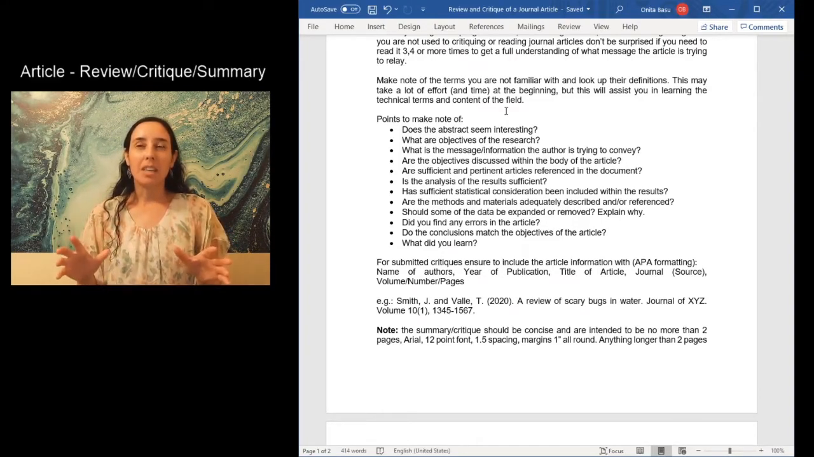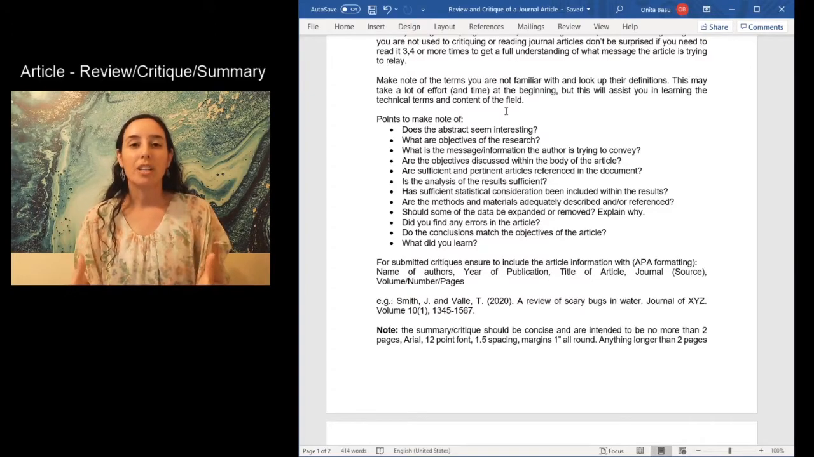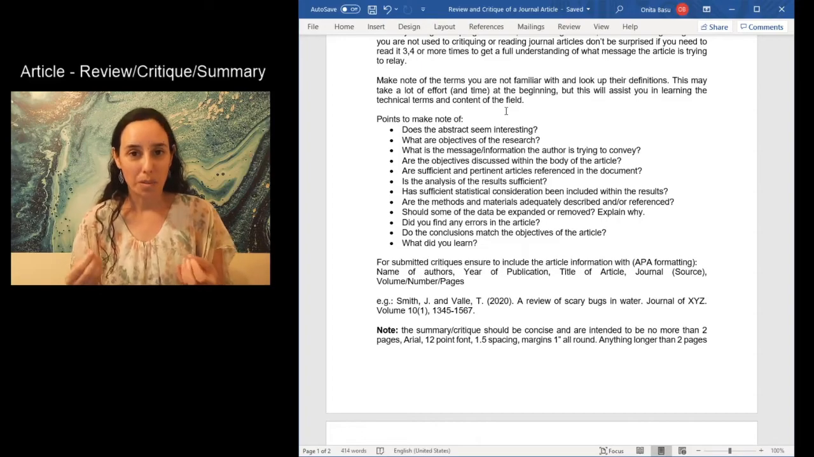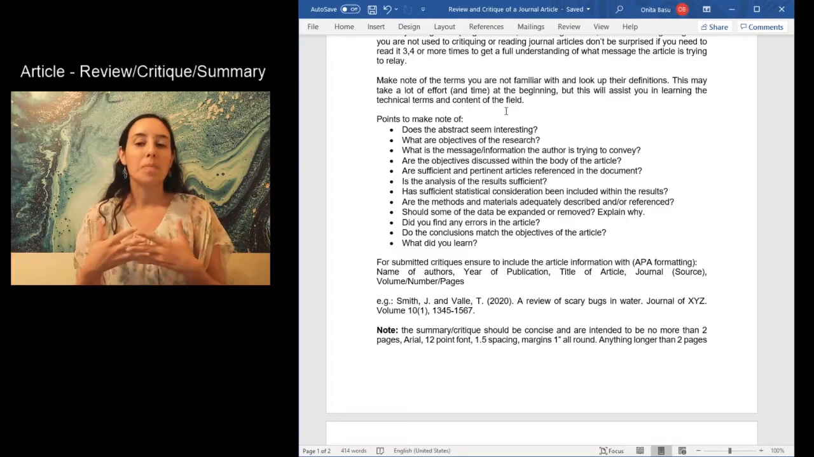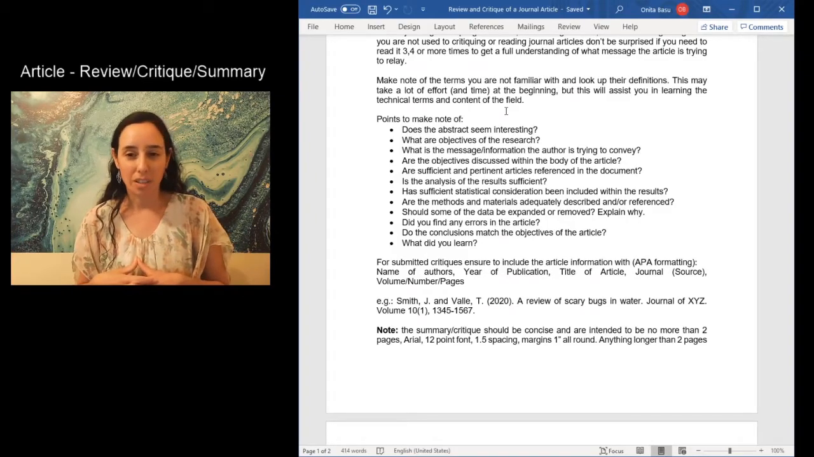One of the key things in an article is the objectives of the research. If you don't know what the objectives are, it's not a very good article. So that would be something to critique. That part should always be very clear. What is the message the author is trying to convey?